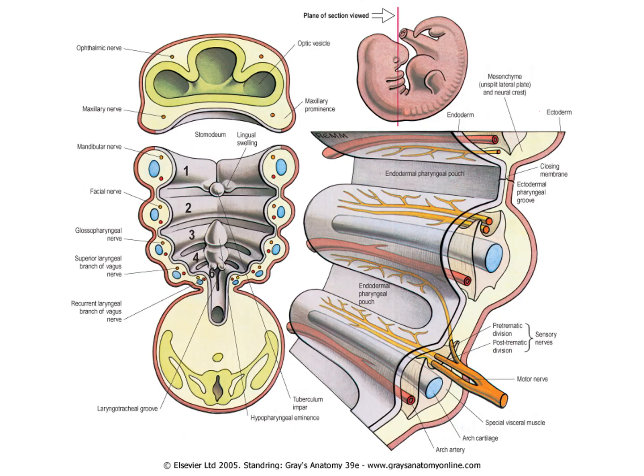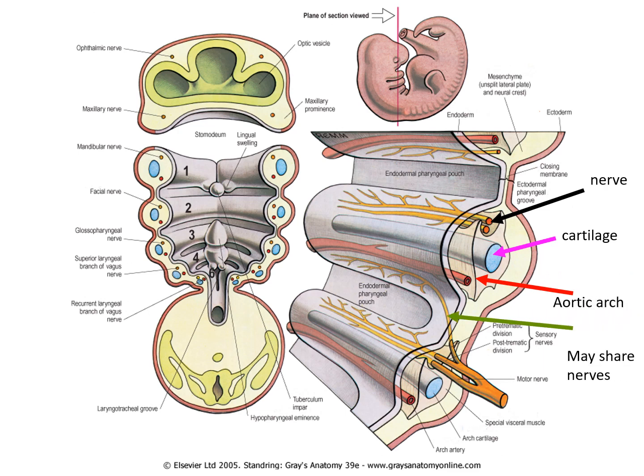Each arch contains a nerve supplying structures developing from this arch, a cartilage supplying the skeletal structures developing from this arch, and an artery derived from the aortic arches.